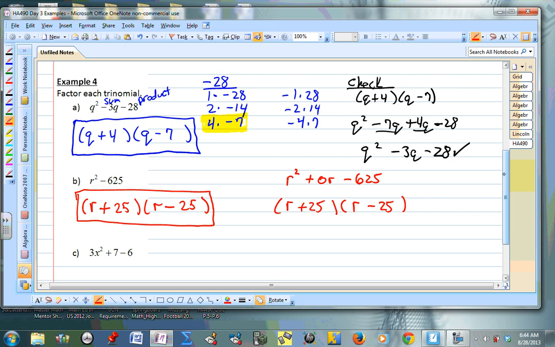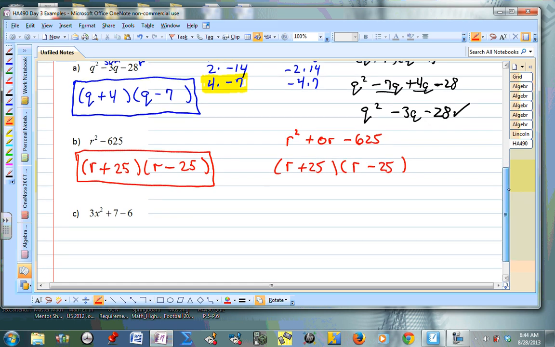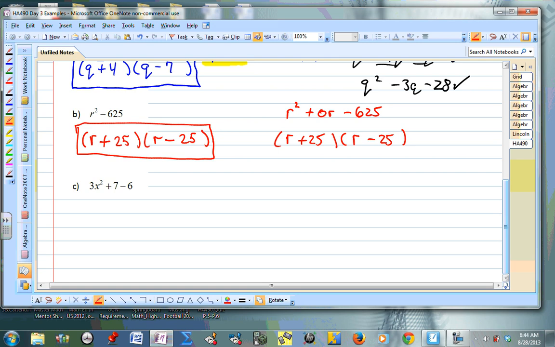Now part C. Part C is trickier on two fronts. Number one, there's a typo. So if you're going to factor this, try to work this problem as it is, we combine the like terms, the plus 7 and the minus 6. So 3x squared plus 1. This is prime. Can't be factored.